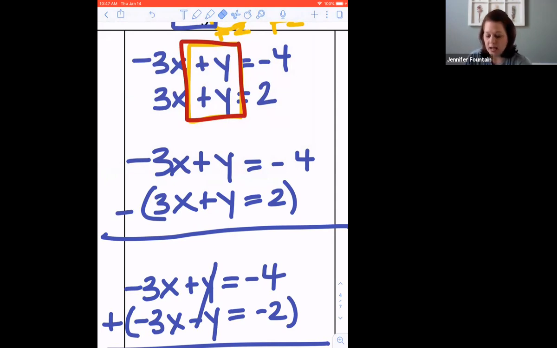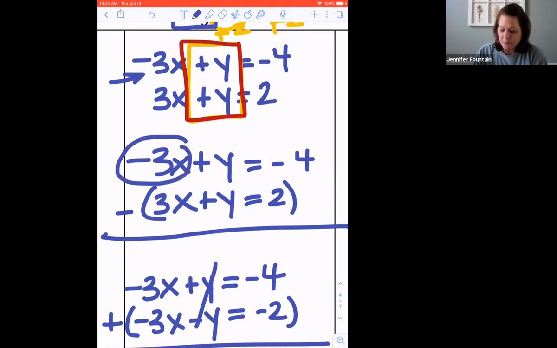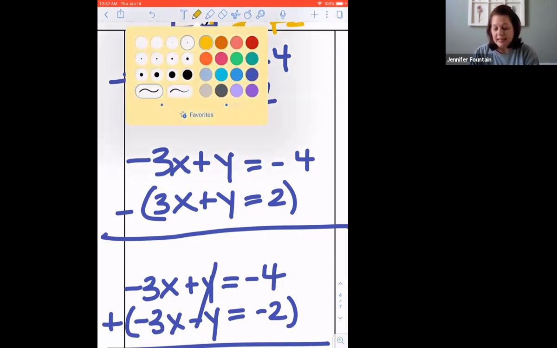So originally I would start out by having my first equation, -3x plus y equals -4, or I wrote it in standard form first. And then I could subtract my second equation, minus 3x plus y equals 2. But it's going to be much better if we change to adding the opposite, because it's very easy to make a mistake here. If I were to say -3 minus 3x, I might look at that and say that is 0. So what I want to do is make sure to change to adding the opposite.